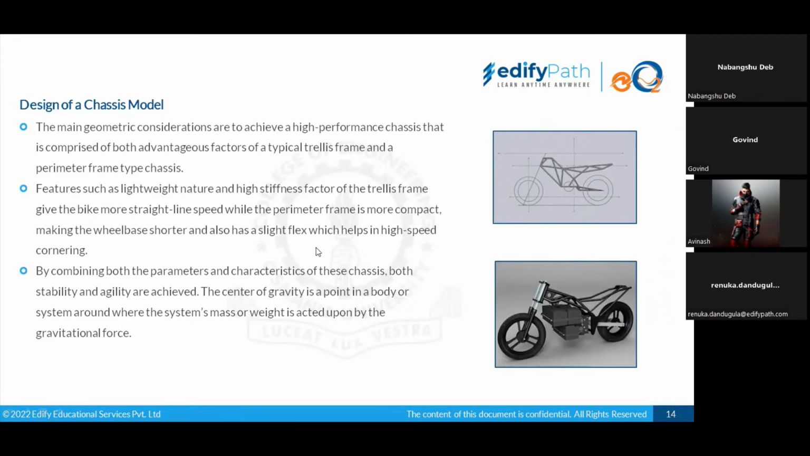When we talk about the perimeter frame, it is more compact. It's not very long, it is more compact. That means the wheelbase. What is a wheelbase? The distance between the centers of the two wheels is called the wheelbase. So this is the center of the rear wheel.